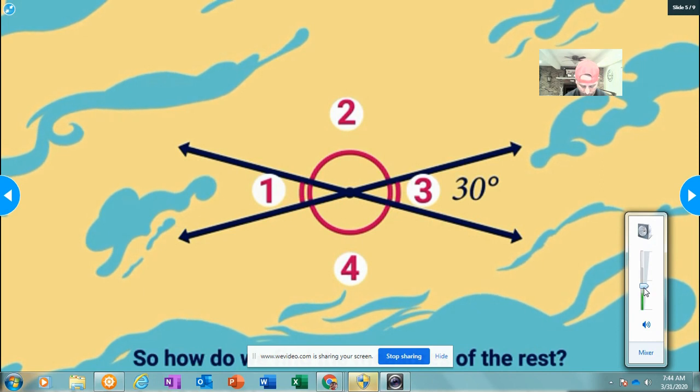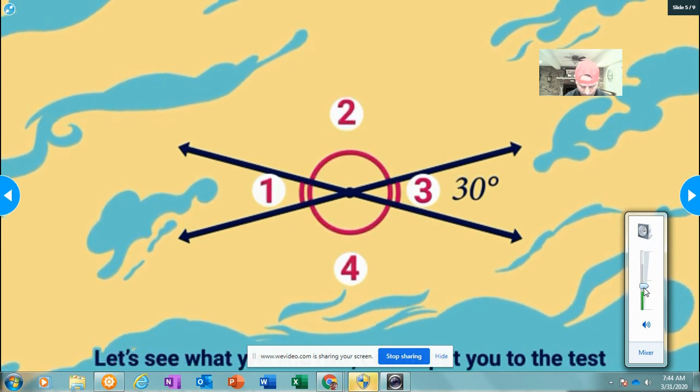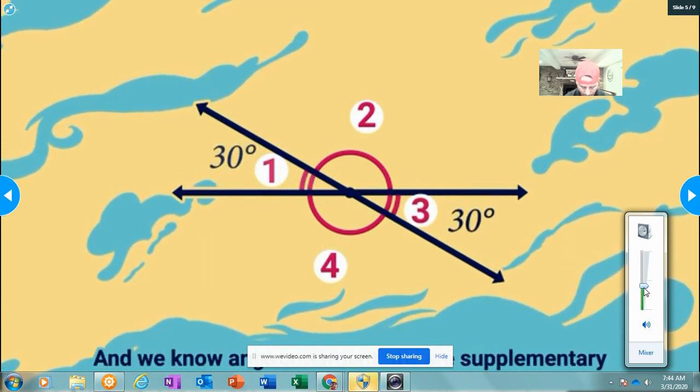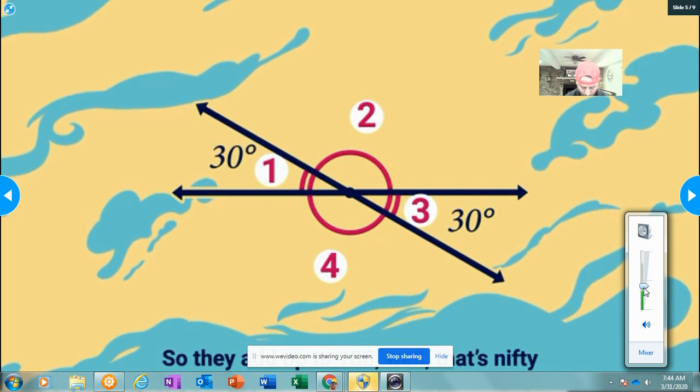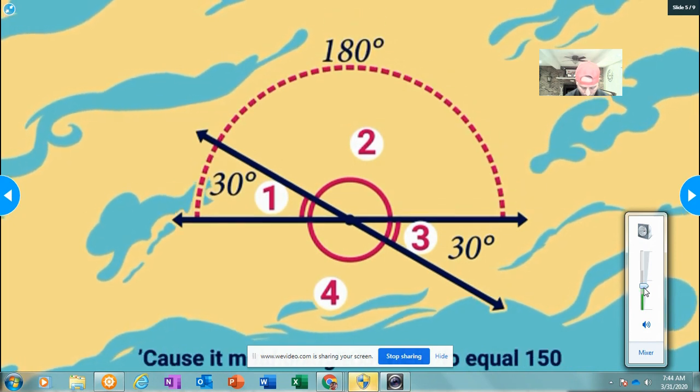Yes, 1 and 3 are congruent, the same 30 degrees. And we know angles 1 and 2 are supplementary, so they add up to 180. Well, that's nifty, because it means angle 2 has to equal 150. And 4 is vertical to 2. You know what that means. Angle 4 is also 150 degrees.